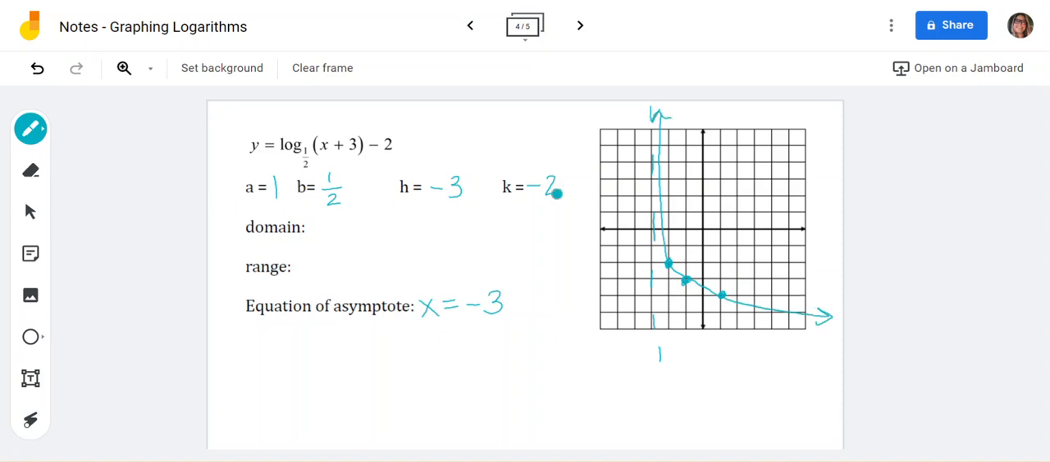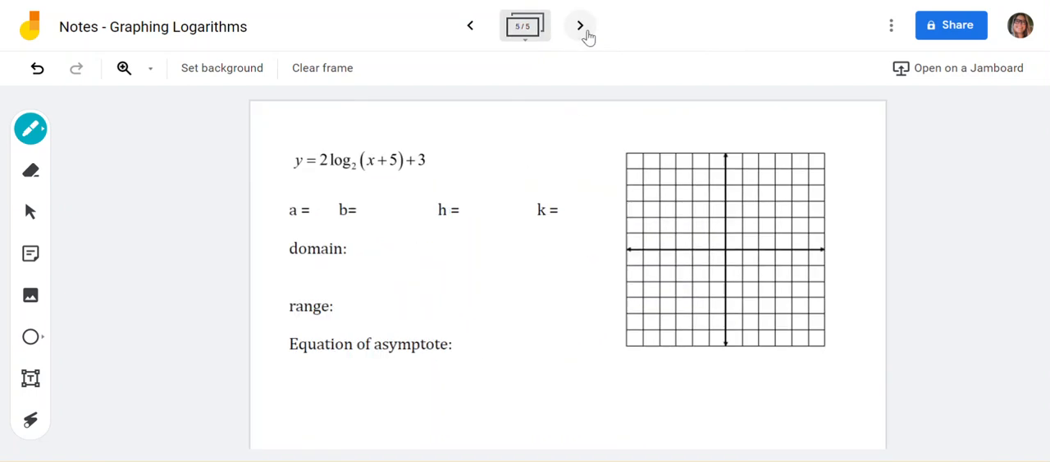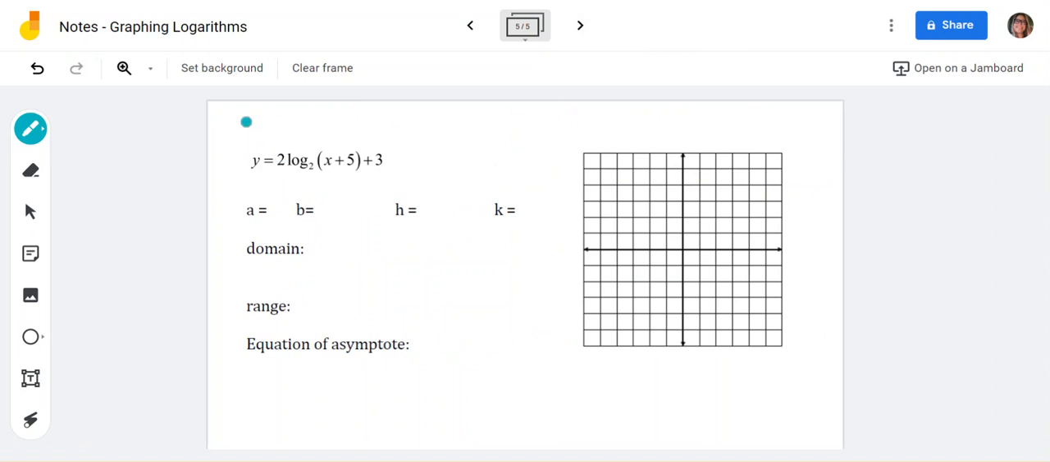So my domain, my graph starts at -3 and goes to the right forever. So -3 to infinity. Range, this is slowly going to go down forever. That's going up forever. So -infinity to infinity. And our final example. So this time we have an a value of 2. Our base is also 2. Our h value is -5, and k is 3. So our asymptote will be at x equals -5.